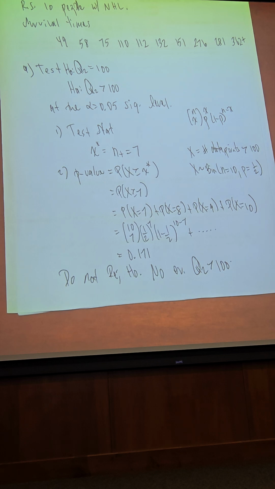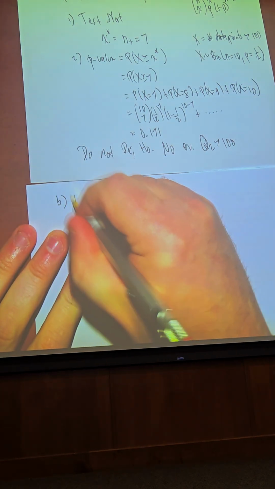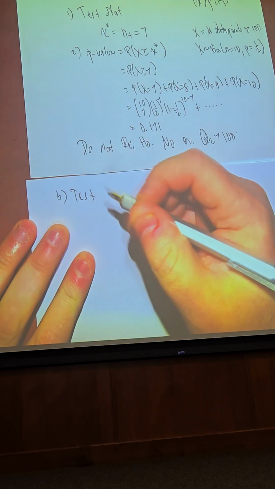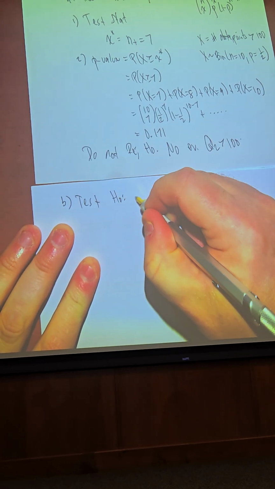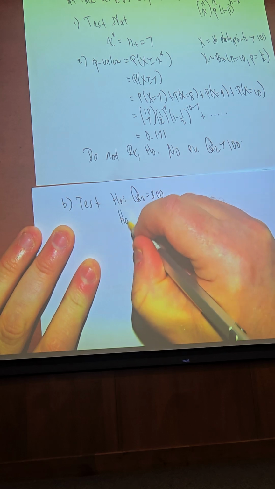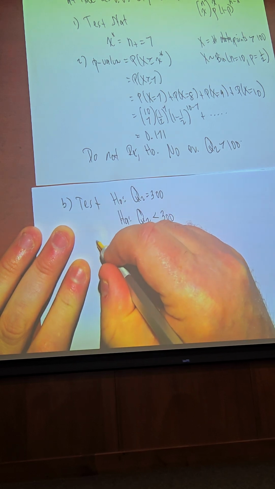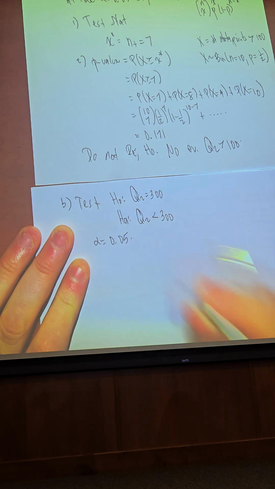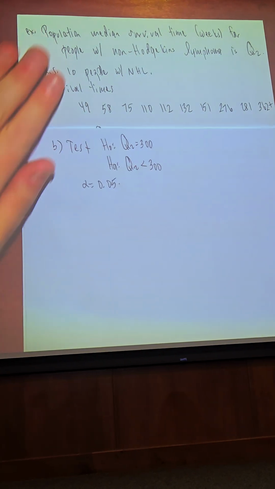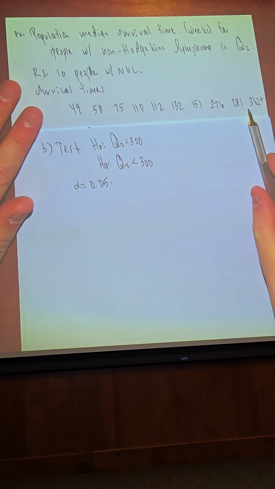Let me show you how you would do a test if your alternative is less than. Okay. So let's try this. So, B. Let's test the null hypothesis that the population median is 300 versus the alternative that the population median is less than 300. Alpha is 0.05. Here's 300 right here.